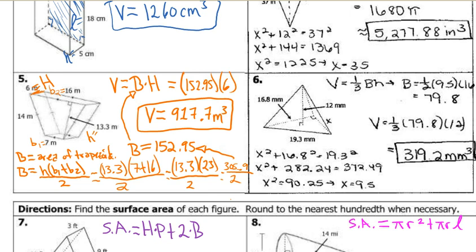Now to find the area of this base, the formula for a trapezoid is little h times little b1, which is 7, plus b2, which is 16. Add those up, I get 23, and then I multiply by 13.3, and I get 305.9. Then divide that by 2, which gives me 152.95. I plug it in, then multiply 152.95 times 6, which gives me the volume. I know I just kind of breezed through this, but we did this in the last video, so I'm not trying to focus too much on it.